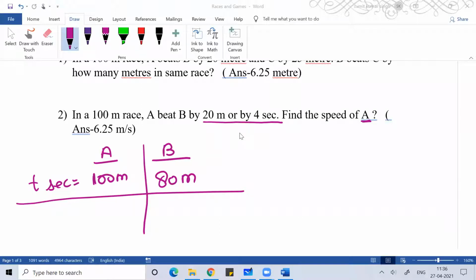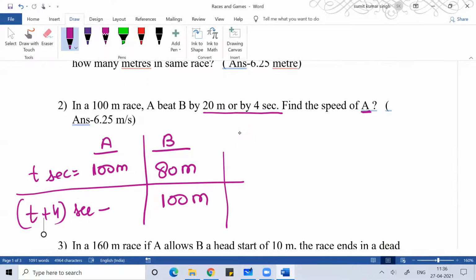To cover the additional 20 meters, how much time is B going to take? B is going to take an additional 4 seconds. So you can understand this kind of scenario, that this line is very important: A beat B by 20 meters or 4 seconds.